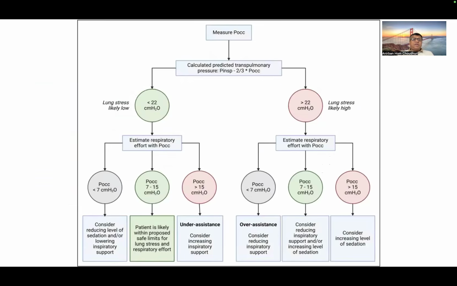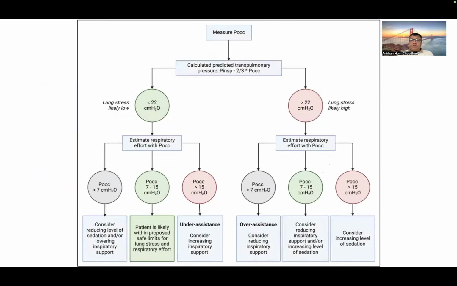If the occlusion pressure with respiratory effort is more than 15 centimeter, then it is under assistance. So we have to consider increasing the respiratory support. On the contrary, if we estimate the respiratory effort with occlusion pressure and see that it is less than 7 centimeter in patients who are having an occlusion pressure of more than 22 centimeter or the calculated predicted transpulmonary pressure of more than 22 centimeter water, and with 7 to 15 and more than 15. If it is less than 7, it indicates over assistance.